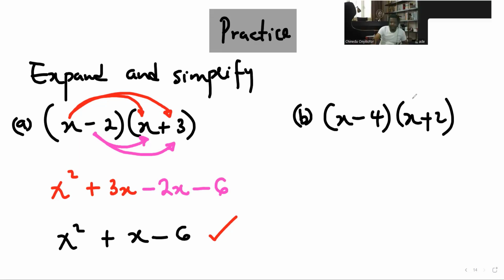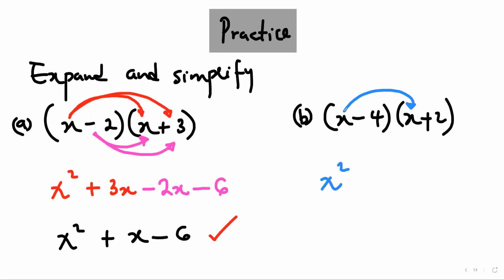So again, we need to expand this. We begin by doing x times x here. That's x squared. And x times plus 2. That's plus 2x. And then we go minus 4 times x. That's minus 4x. And minus 4 times plus 2. That's minus 8.